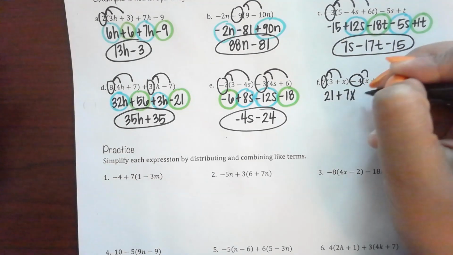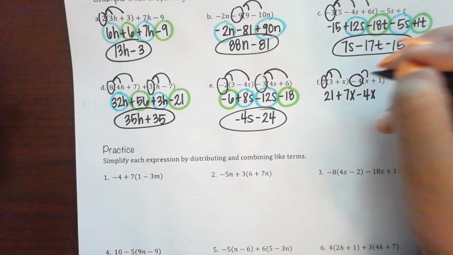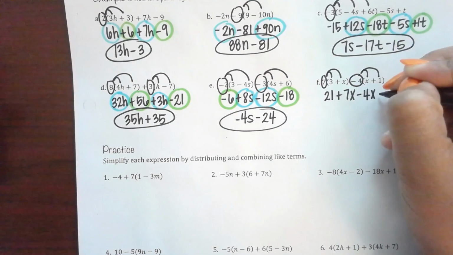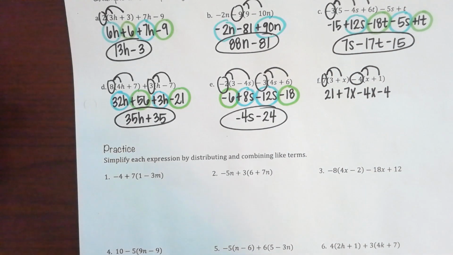Minus 4. Negative 4, because it's negative 4 times 1. Correct? Great job. What's next? 7x minus 4 equals 3x.